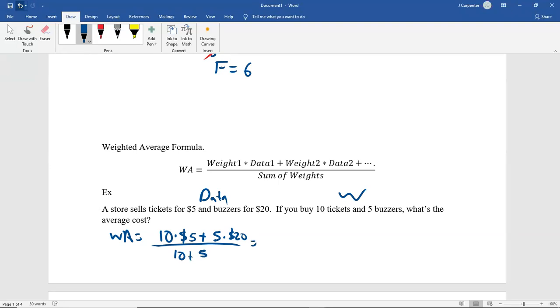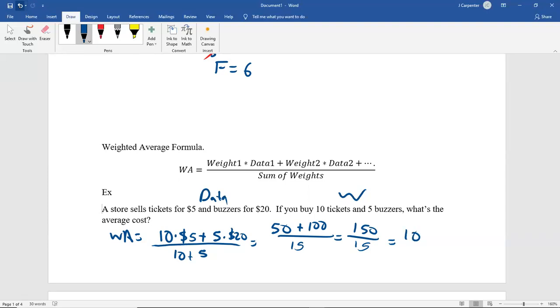Again, when you try and think of a traditional average, it starts making sense that these are the weights, because you'd be buying 15 of these things. You wouldn't be buying $25 of things. You'd be buying way more than that. All right, 10 times 5 is 50. 5 times 20 is going to be 100. 10 plus 5 is 15. So we get 150 divided by 15, which should be 10.